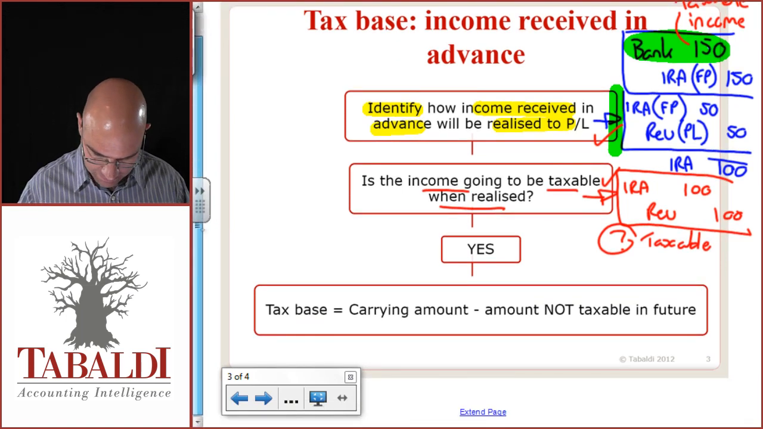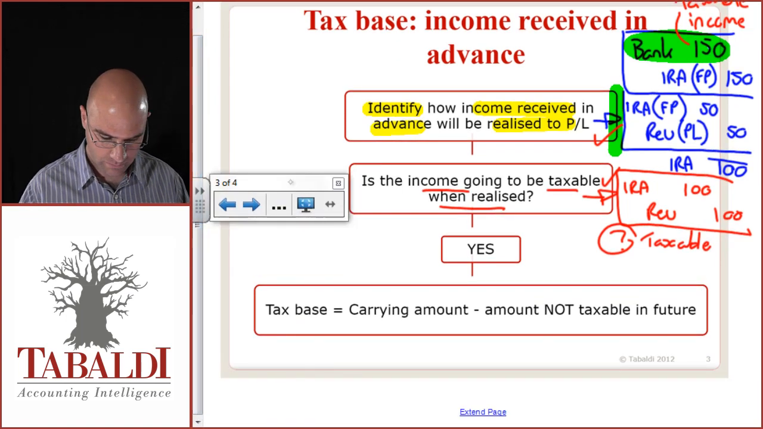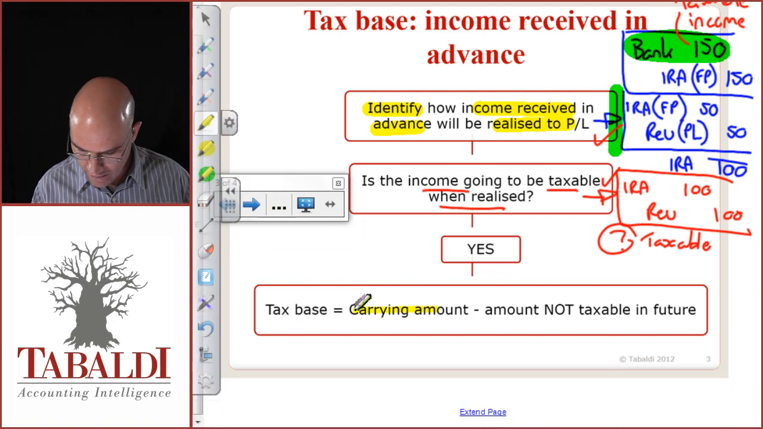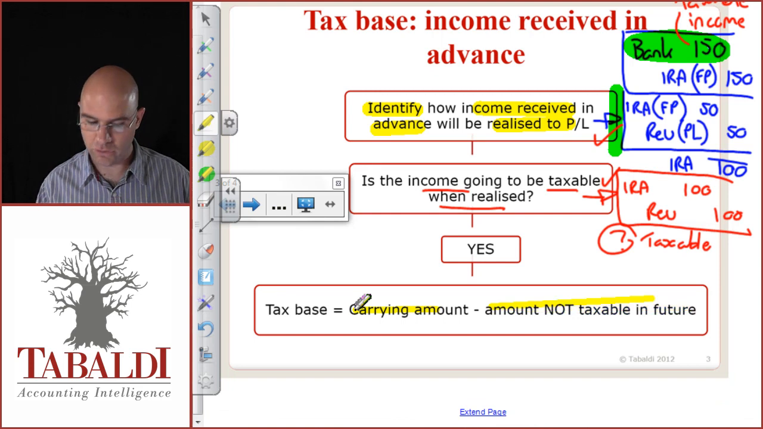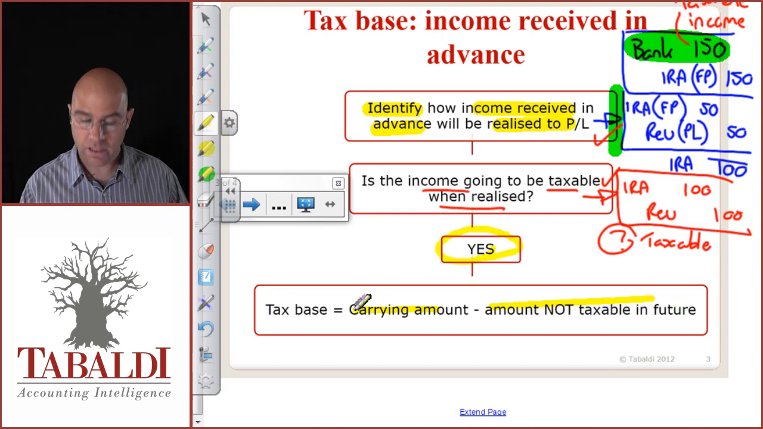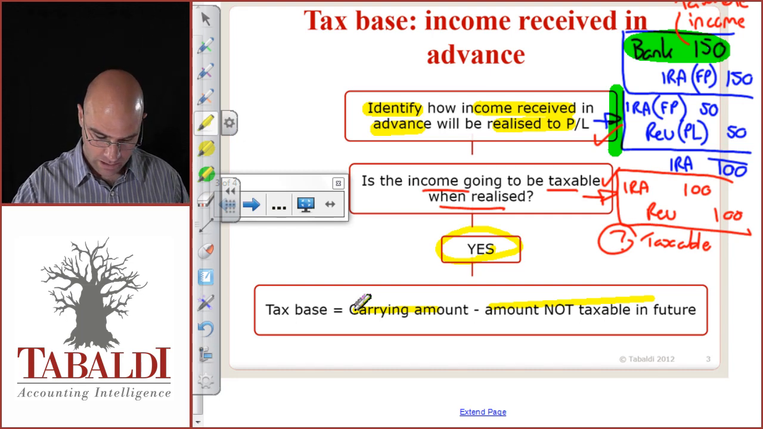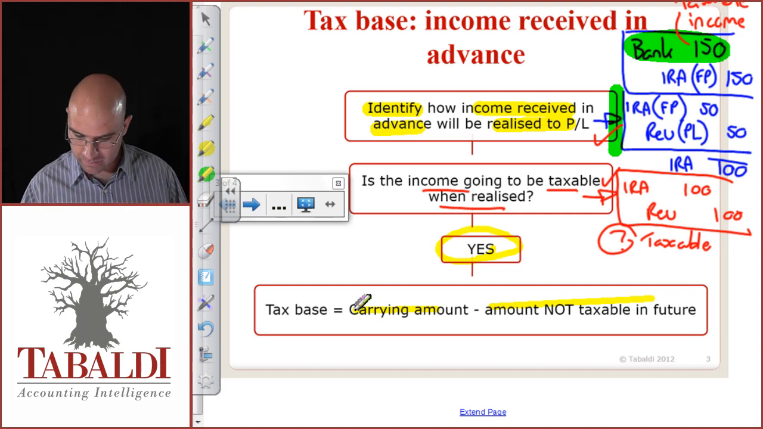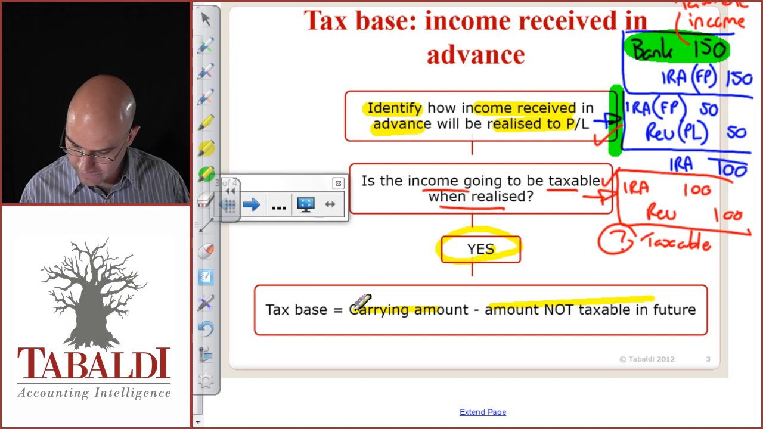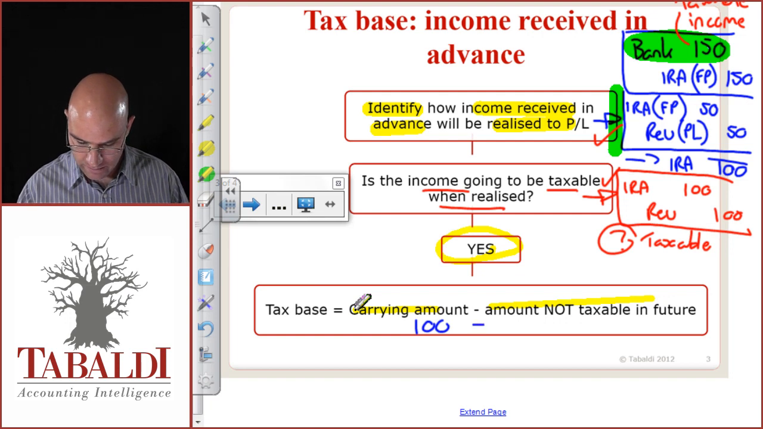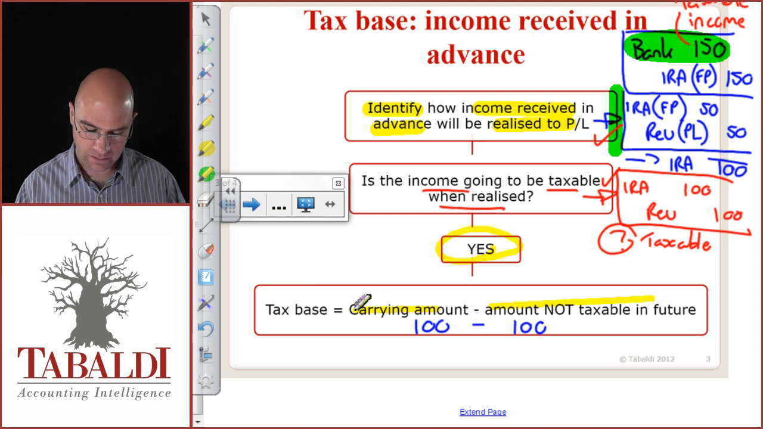So my tax base will equal the carrying amount minus the amount not taxable in the future. Whether my answer to the above question was yes or no, the same formula will be used: carrying amount minus the amount not taxable. In this little example, at the end of year one, the carrying amount would have been 100, and that 100 Rand would not be taxable in the future again, because it was already taxed up front as part of the 150 Rand receipt.